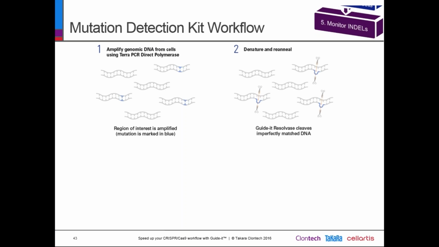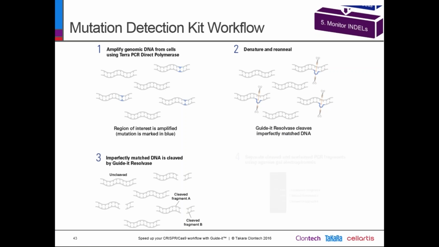In the next step, you will simply denature and re-anneal the DNA, and all the molecules will be a bit scrambled, and this might create mismatches in some molecules. The enzyme included in the kit, the so-called guided resolvase, will specifically cleave this mismatched DNA. This can then easily be analyzed on an agarose gel, and you can use densitometric analysis and a formula to check for the frequency of mutations in your cell population.